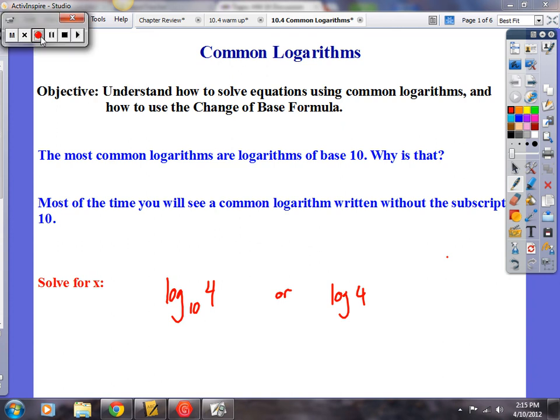Is the most common logarithm in base 10? Or why, if you come across a power, are most of your powers going to be in base 10? Because that's the easiest power there. All you do is move the decimal right or left, and that's called scientific notation.